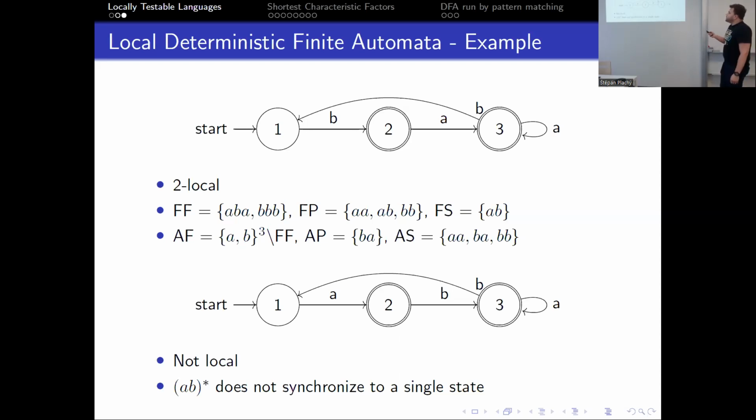Now, for the second example, this automaton, the only thing that changed here was that in this path we have AB instead of BA, and suddenly this automaton is not local, because if I read alternating A's and B's, it's not going to synchronize. If I do that from state 1, I will reach state 3. If I do that from state 3, I will reach state 1. And if I repeat that over and over again, it's not going to synchronize to a single state. It will only synchronize to a subset of size 2 at best.